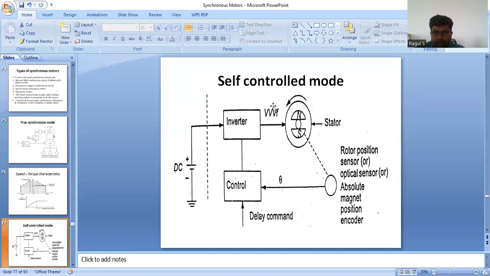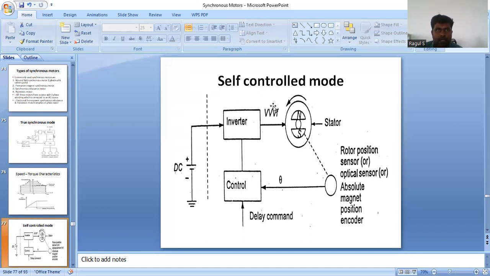Here, at the stator and the rotor, we need to measure the output value, especially the rotor position. Rotor position sensors (RPS) are placed on the rotor, such as an optical sensor or an absolute magnetic position encoder. Any kind of encoder or optical sensor is used to sense the rotor output. This output, the actual value, is fed to the controller.